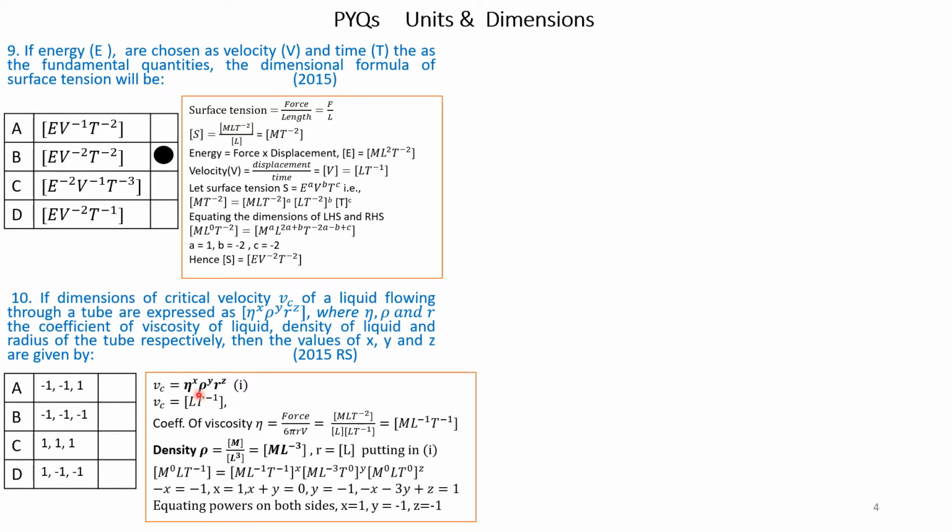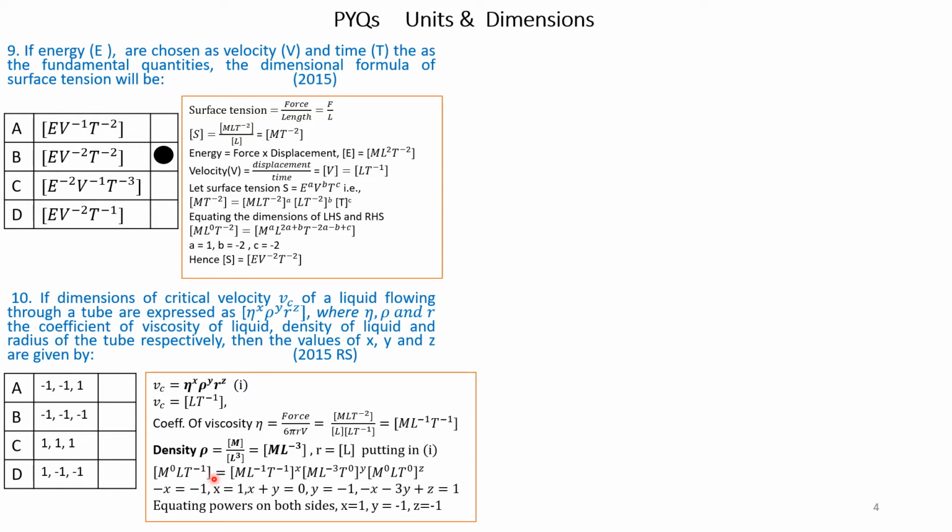Let it be given, Vc velocity is given as eta to the power of x, rho to the power of y and r to the power of z. So we know velocity is LT to the power of minus 1. Therefore, coefficient of viscosity eta is equal to force divided by 6 pi r v, this definition you have to remember. So the force is MLT to the power of minus 2, r is L and v is LT to the power of minus 1. Simplifying, we get ML to the power of minus 1 T to the power of minus 1. So density rho is M by L cube, that is mass over volume, that is ML to the power of minus 3. And r is the radius and that is L.